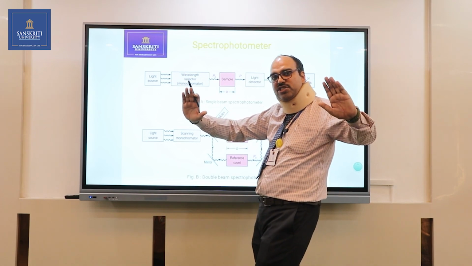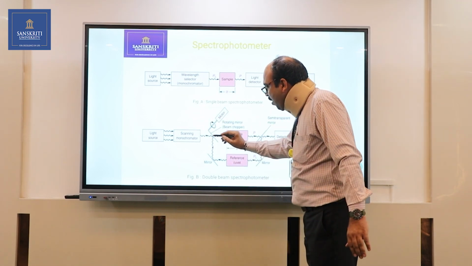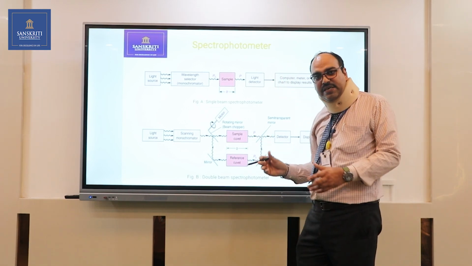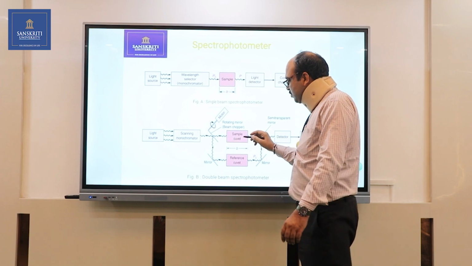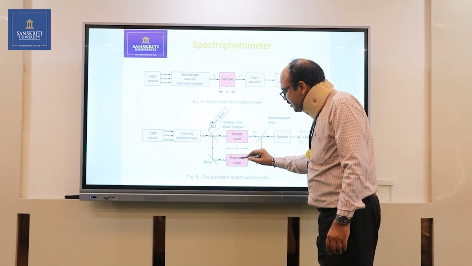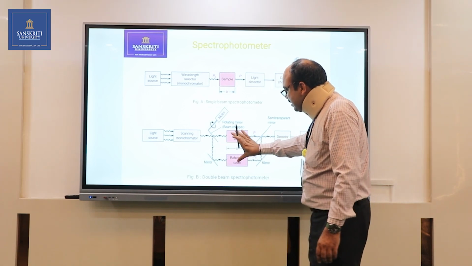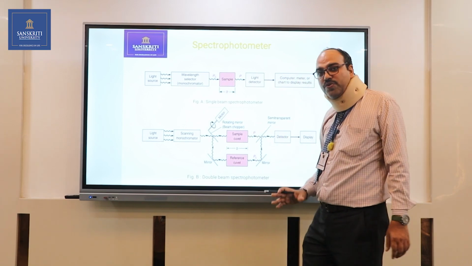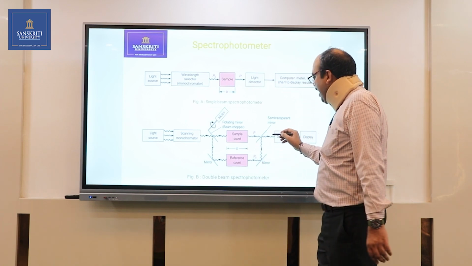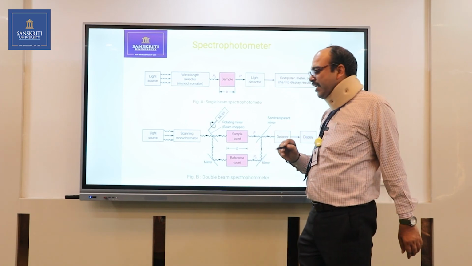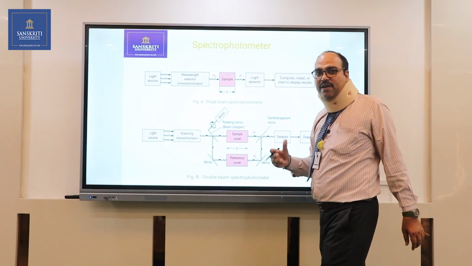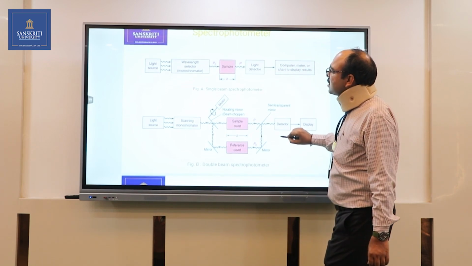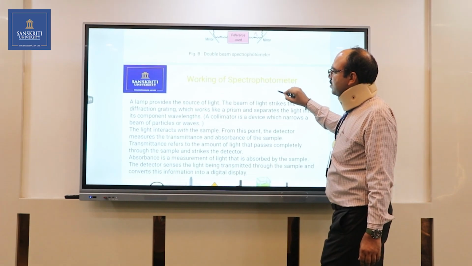They cut the radiation into two beams of the same wavelength, and one passes through the sample cuvette. The cuvette is the sample holder, and the other passes through the reference cell. They pass through, and the mirrors or slits reflect them, and they are detected by the detector. Finally we get the display on our computer, so we get the result. So this is the type of spectrophotometer.